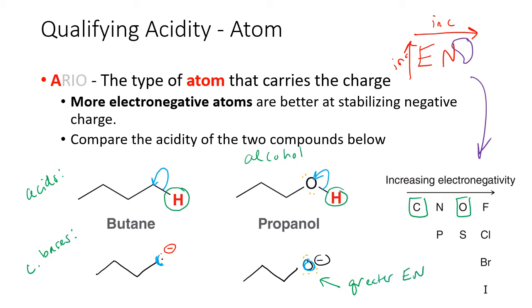And since it has a greater electronegativity than carbon, it's more able to stabilize having a negative charge than carbon would be. And so that leads propanol to being more acidic. When we say more or less acidic, we're comparing the two structures that we're looking at. Propanol could be a weaker acid compared to a different organic molecule, but when we're comparing it to butane, it's more acidic because the oxygen is more electronegative. And so that means that this would be the more stable conjugate base. And this is called an alkoxide ion. Specifically, that's the propoxide ion.